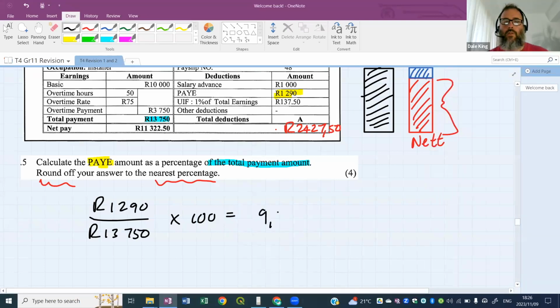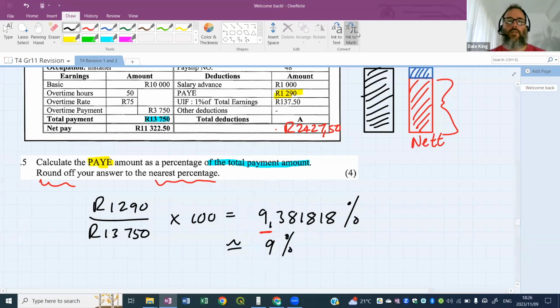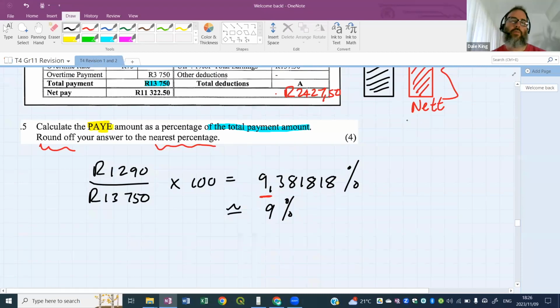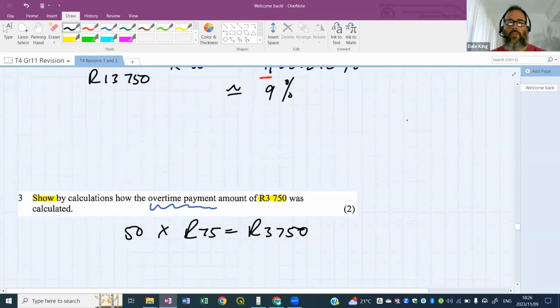9.381818%. I'm showing 6 decimals here, but we need to round off to the nearest percentage. So we're looking at this number, the 9. All right. And will it change? Well, the 3 next to it will not change it. So it's going to stay 9%. Well done to you guys. Well done for getting that 9. Excellent. Good job. Now, simple calculation of math literacy often comes up. That if you have two numbers, you can always ask a percentage. All right. Good job.